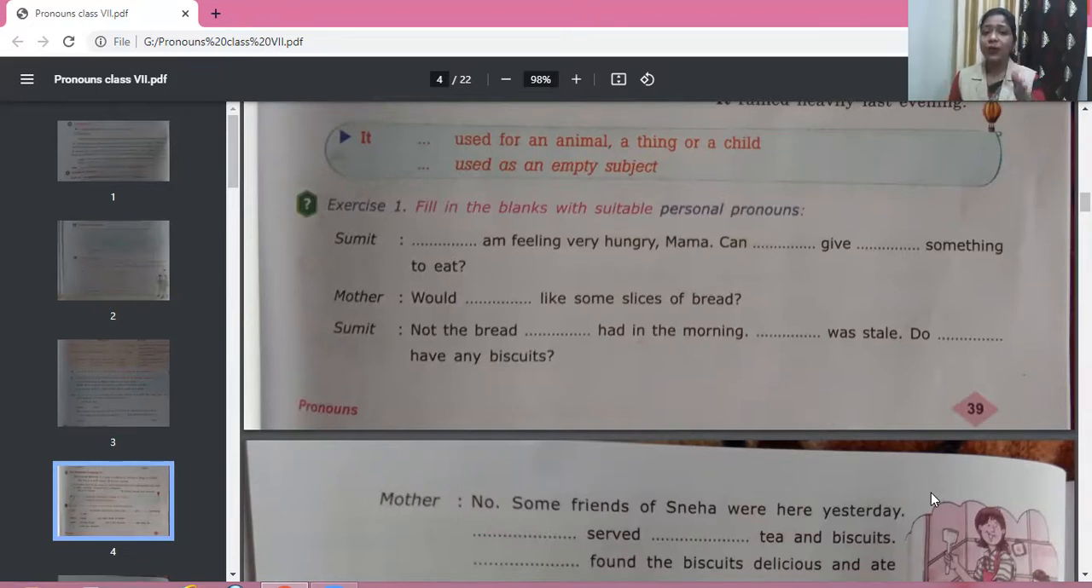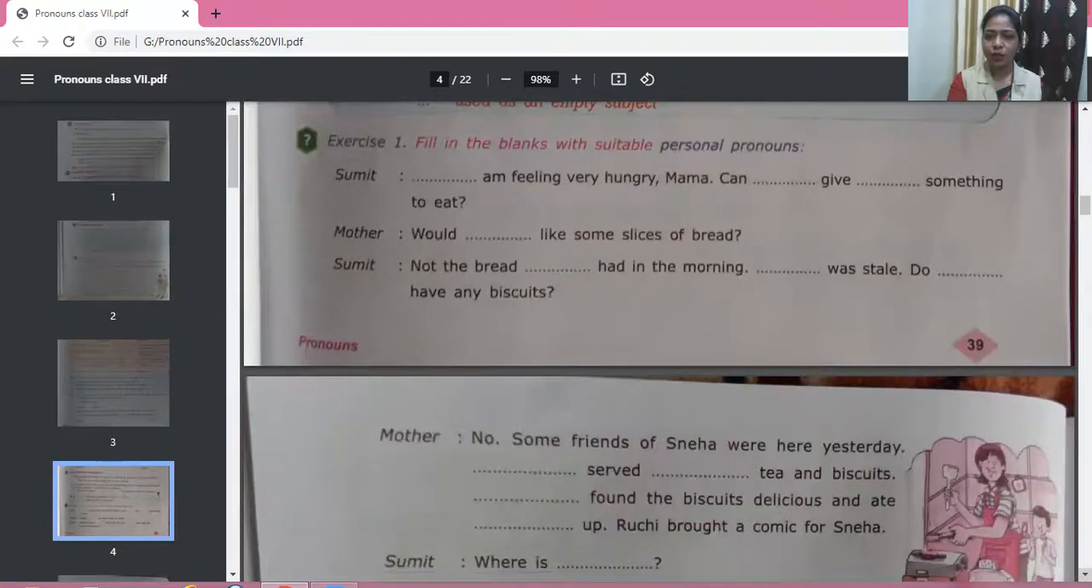So you will do this exercise in your copy. It's a very good exercise to understand the use of personal pronouns. This is your homework. I will deal with it in tomorrow's class. I will discuss the answers in tomorrow's class. And today it's your homework. You will do it in your copy. Okay. So you can take the screenshot or you can click a photo, whichever way you want, or you can write it in your copy. So I will show you here.